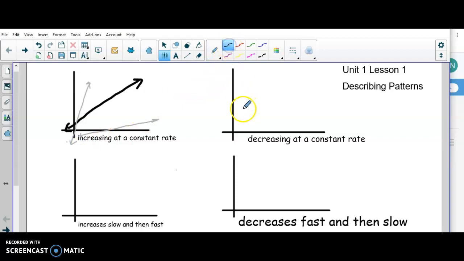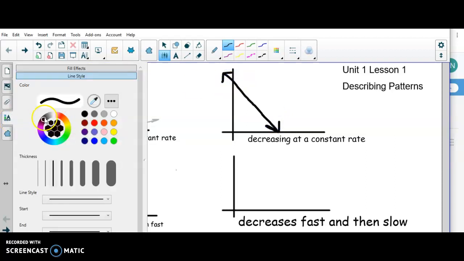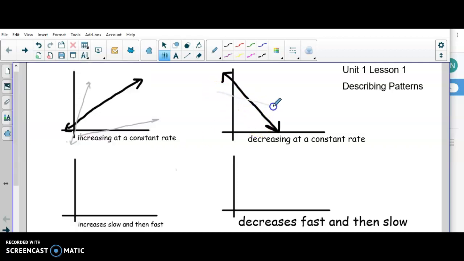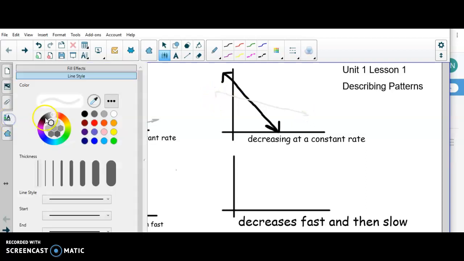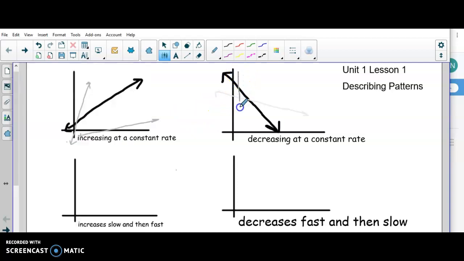Our next graph is going to be a graph that decreases at a constant rate, meaning it's a line that's pointing down. Okay? So like I said, for the other graph, it can actually be any line that's just kind of going down. It could be a very flat line like this. Okay, I know that's hard to see. Let's make that a little darker. Or it could be very, very steep, like say this one. It's almost vertical.